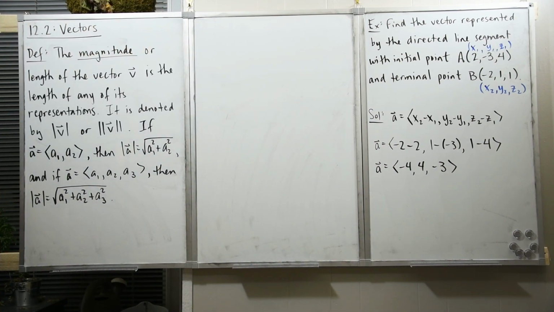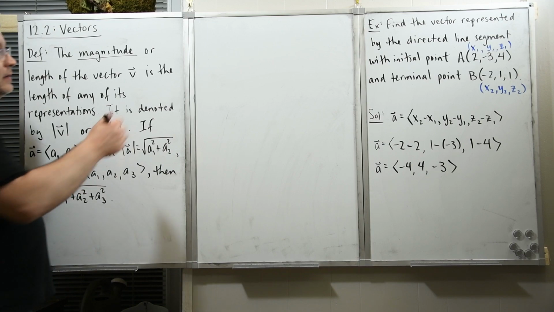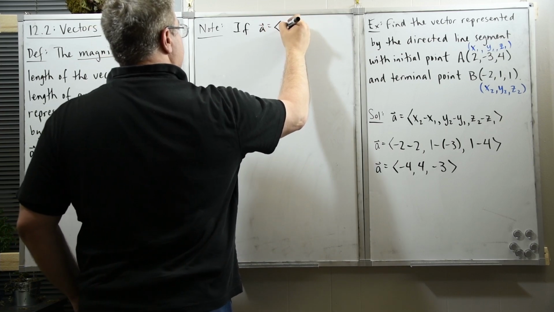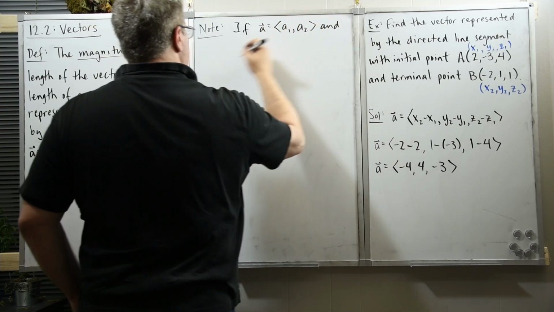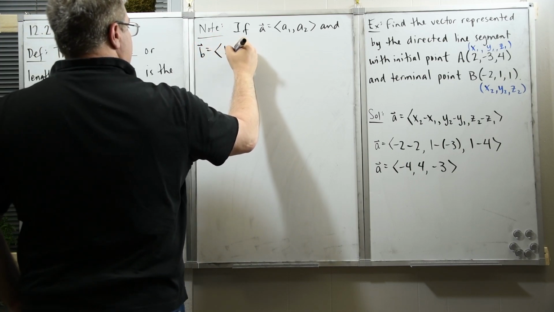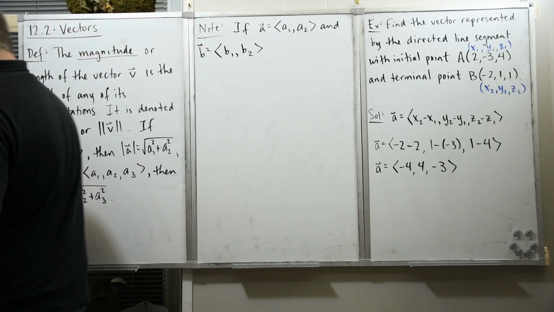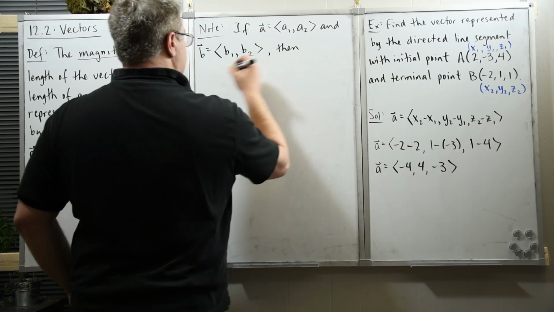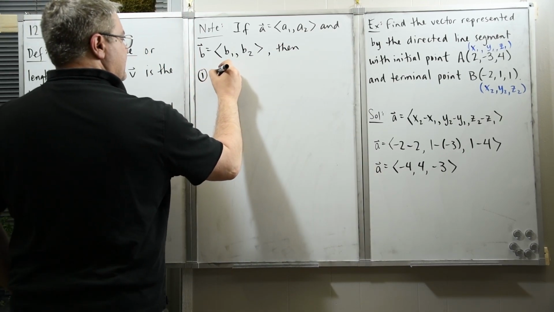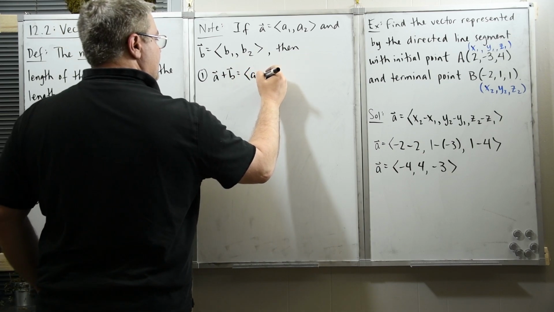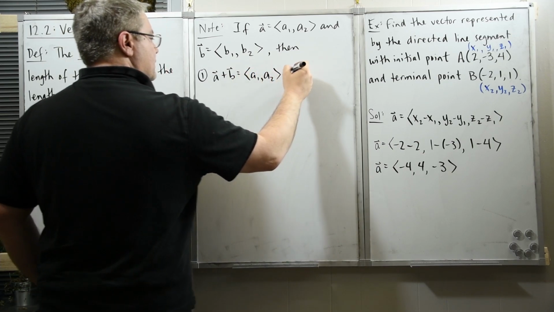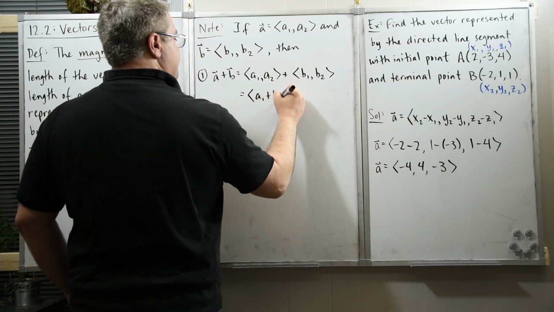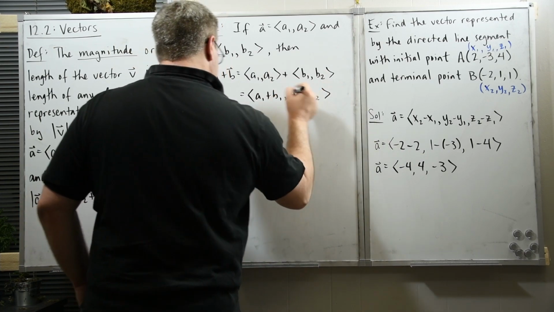So let's take a look at another note here. Let's say we have A as a vector with components A1 and A2, and B is a vector with components B1 and B2. We have this rule that A plus B is going to look like this.